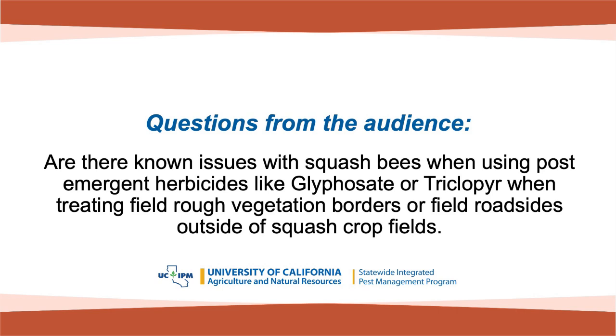Are there known issues with squash bees when using post-emergent herbicides like glyphosate or triclopyr when treating field rough vegetation borders or field roadsides outside of squash crop fields? So that analysis I did of which matrix was the worst for bees, I analyzed everything in there, and herbicides come in as very, very low toxicity. If I were going to worry about something, this is the last thing I'd worry about because neonicotinoid use is so ubiquitous. That is the thing that I would worry about. I'm not saying that glyphosate is a great substance. It has many problems, but it is not the top or the priority problem for the squash bees.